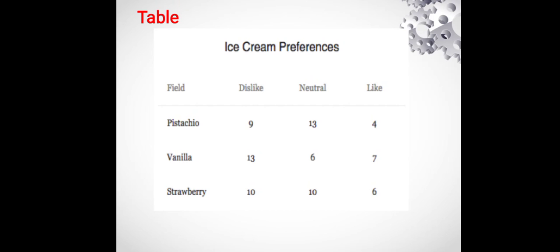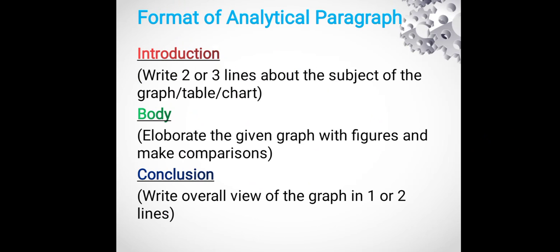Now, look at the format of analytical paragraph. There are three divisions in it. The first one is introduction. In the introduction, you have to write two or three lines about the subject of the graph, table, or chart. Then comes body. Here, you have to elaborate the given graph with figures and make comparisons. Before closing, you have to write conclusion. In the conclusion, you have to write overall view of the graph in one or two lines.